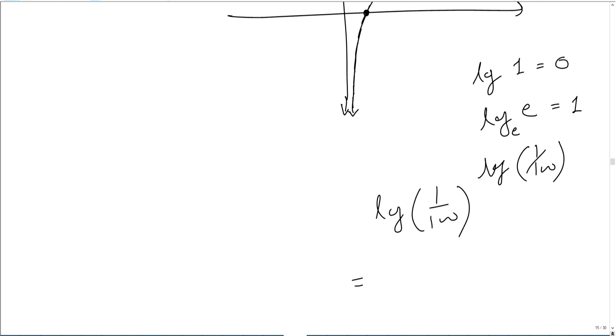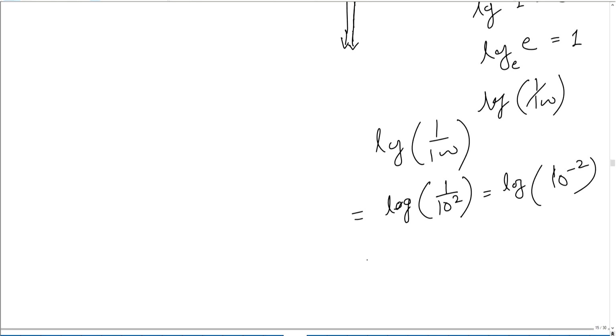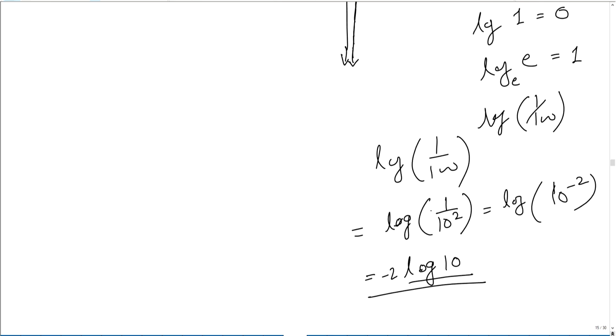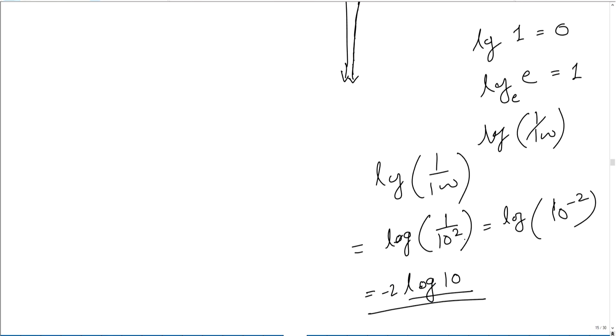Let us apply one of the rules that we just discussed. Can we write 1 by 100 in the form of an exponent? 1 by 100 is like 1 divided by 10 to the power 2, 1 divided by 10 square. So it would be log of 10 to the power minus 2. This is how you can rewrite it. So this is basically minus 2 into log 10. Log 10 would be some positive number, so minus 2 into log 10 would be some negative number. So log of anything that is less than 1 would be a negative number.